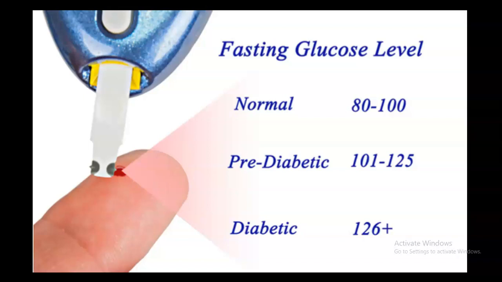So this is the fasting blood glucose level. The normal is 80 to 100. If you have pre-diabetes, 101 to 125. And then if you are diabetic, 126 and above. And this is the glucometer with a strip.